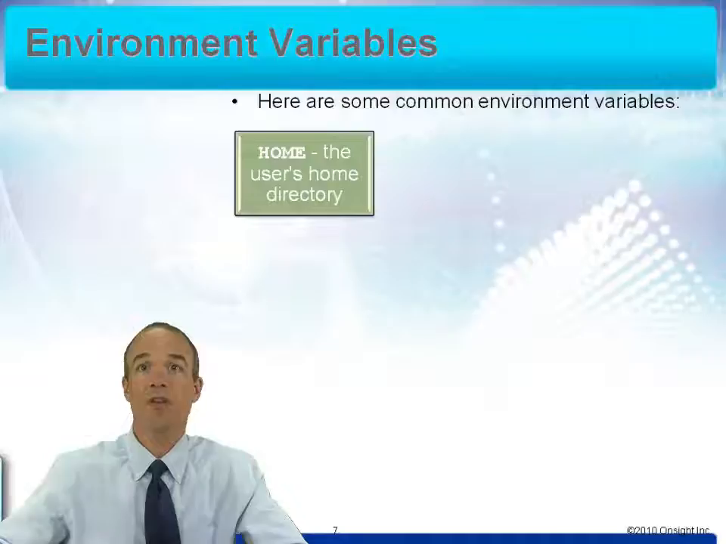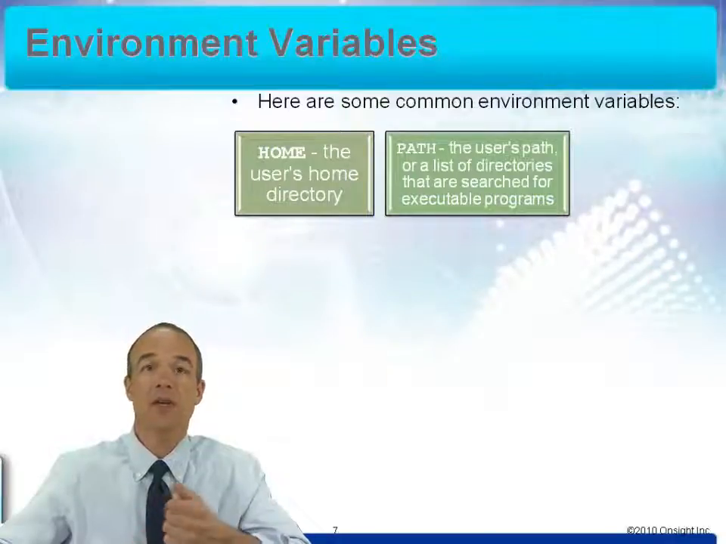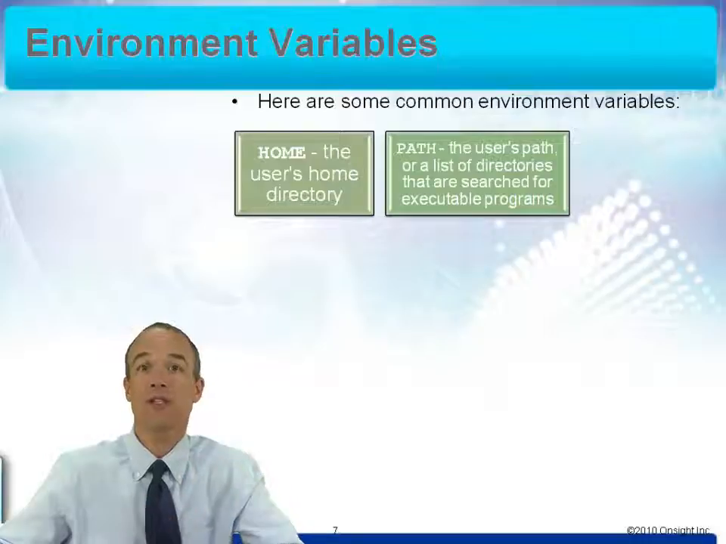So here are some common environment variables you might find. HOME is the user's home directory. PATH is the user's path. The path is a list of directories that are searched when you run an executable program. So if you ever type ls in the shell, it has to know where to find ls, and that is because the /bin directory is in your path.